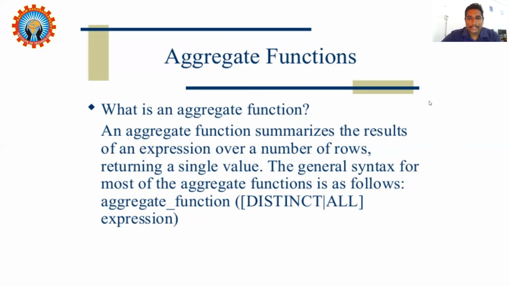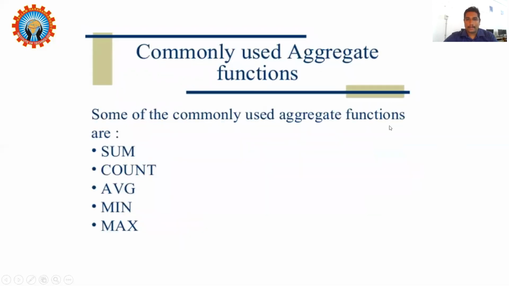The general syntax for most of the aggregate functions is an aggregate function followed by DISTINCT or ALL. If we say DISTINCT, it omits the duplication of data. If you say ALL, it considers the duplication of data. We have five categories of aggregate functions: sum, count, average, minimum and maximum.